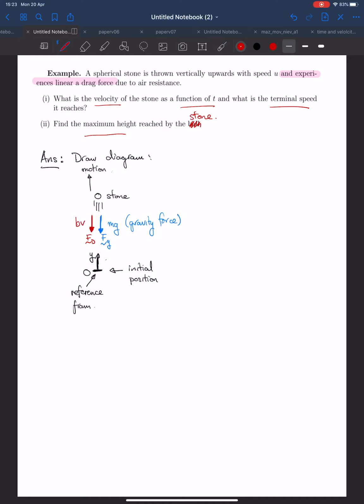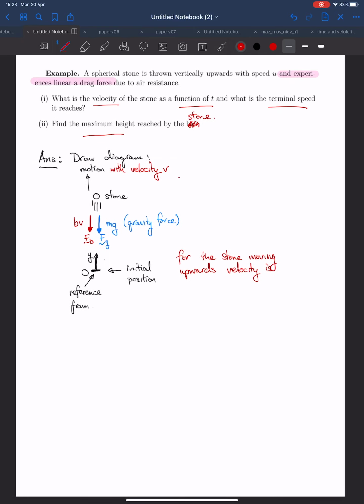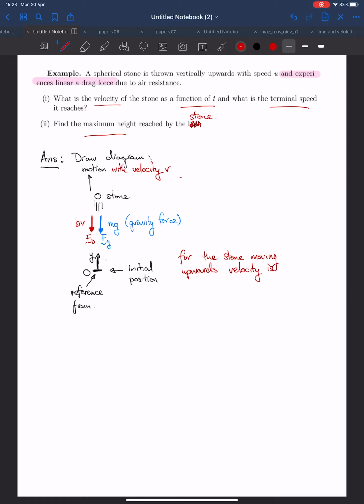So this motion takes place with velocity v. And here for the stone moving upwards, the velocity is positive, which is consistent with the positive direction of our y-axis.